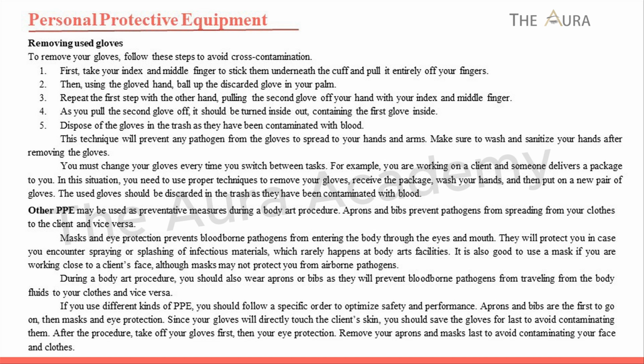During a body art procedure, you should also wear aprons or bibs as they will prevent bloodborne pathogens from traveling from the body fluids to your clothes and vice versa. If you use different kinds of PPE, you should follow a specific order to optimize safety and performance. Aprons and bibs are the first to go on, then masks and eye protection. Since your gloves will directly touch the client's skin, you should save the gloves for last to avoid contaminating them. After the procedure, take off your gloves first, then your eye protection. Remove your aprons and masks last to avoid contaminating your face and clothes.